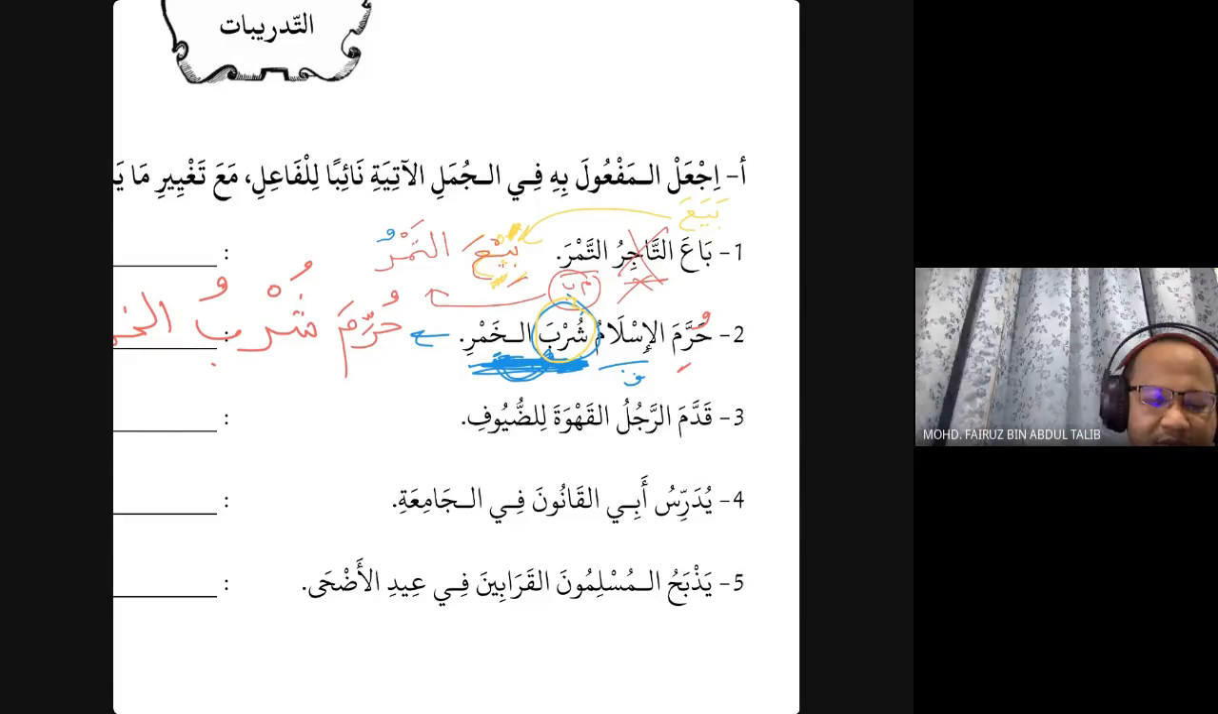Yes, so what is the word? This is similar to harrama just now. Harrama becomes hurrima, qaddama becomes quddima. Quddima. Na'am, Hafizul. Shukran. Quddima. Yes. That is the mabni lil majhul. Yes, so it is correct.